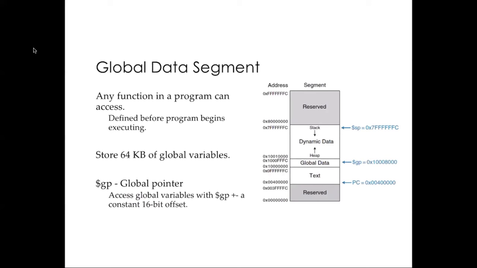The global data segment is for data that we know we want to allocate before the program even starts. Any function can access this. Based on the addresses, we can see that this allows us to store 64 kilobytes of global variables. In the middle, pointing to the middle of the global data, is GP, the global pointer. The reason that we have this is so that we can access things in global data more simply.